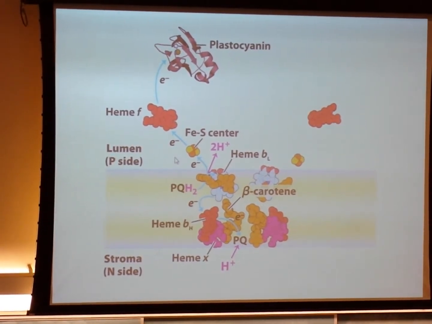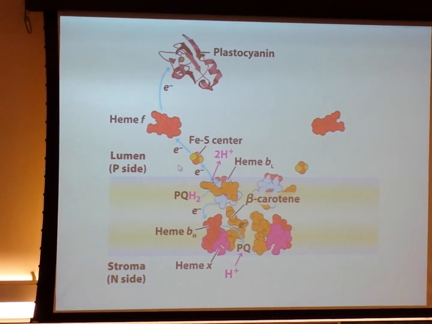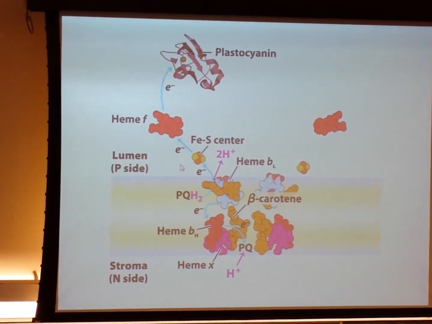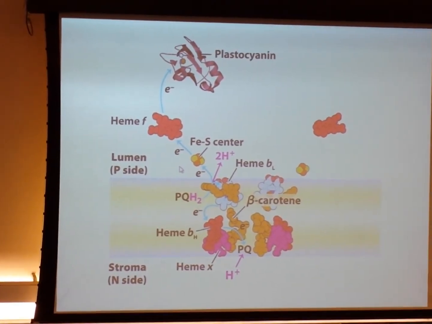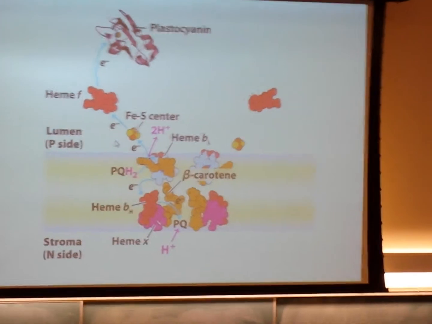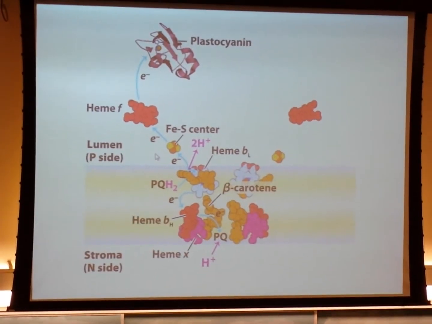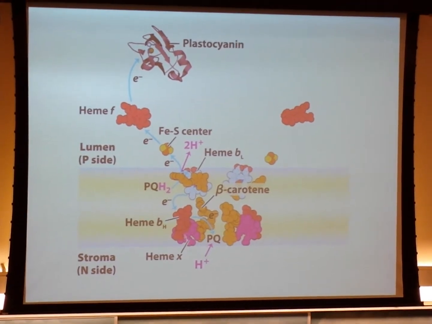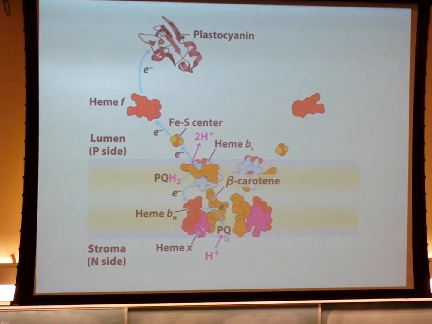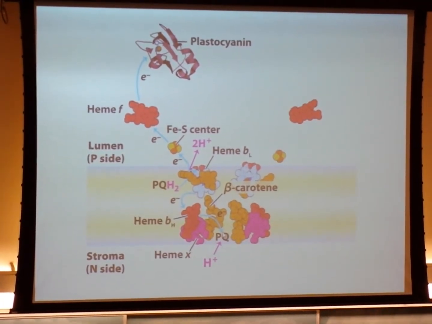The pH difference between the lumen and the stroma is going to be about 3 pH units, which is a 1,000-fold difference in protons. So this thing is really creating a lot of protons. Not 3 or 4, 1,000 times more protons in the lumen. And down here, just like in mitochondria, this plastoquinone can pick up a proton as part of the cycle.